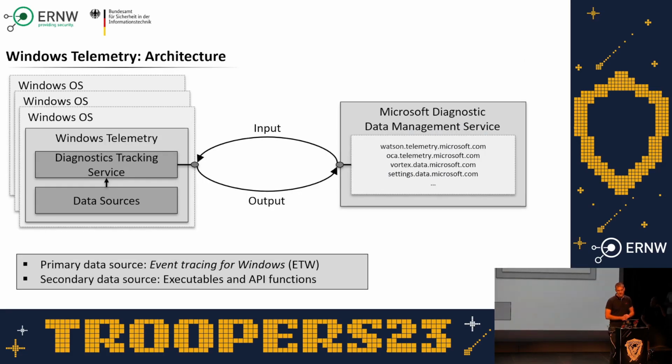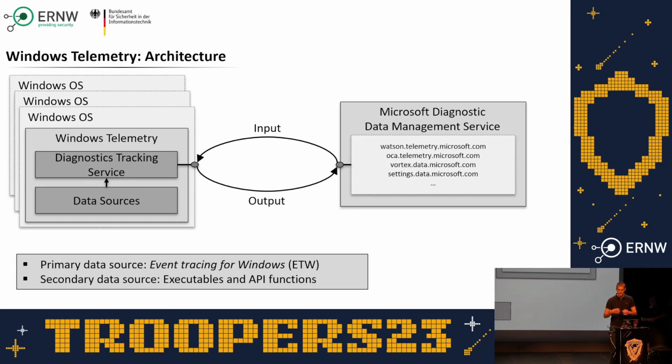So what you see on this slide is a very simplified picture of how the Windows telemetry component looks like and how the architecture plays out. And this is what we presented at Troopers 2018. Basically, the telemetry service consists of two main components, and on the one hand we have the diagnostics tracking service, which is called Connected User Experiences and Telemetry service, which is implemented in a library called diagtrack.dll.